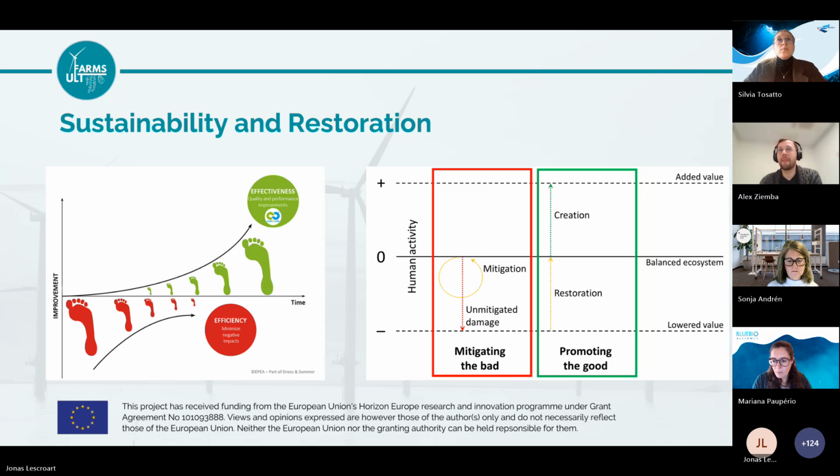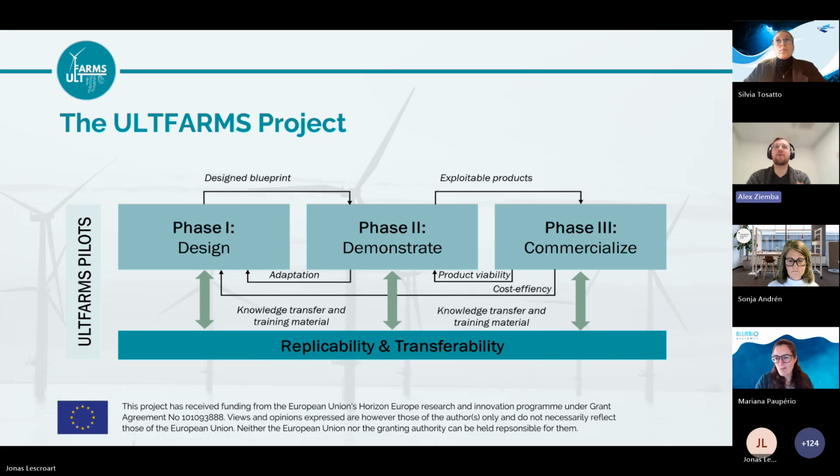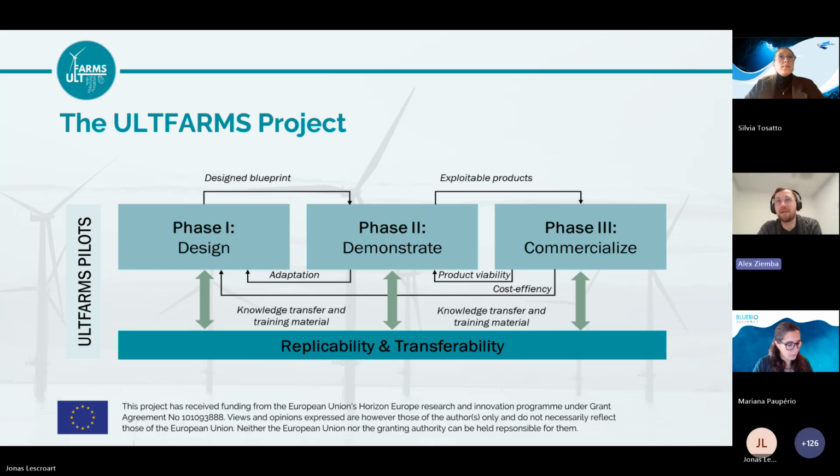Next slide. Yeah, so we've now been going through the design and demonstration phase. We've had 2.5, 3 years of active demonstration of a number of our pilots. We're now entering the commercialization and exploitable product phase, meaning we're looking to replicate and transfer the activities that have been achieved within the project to other regions or other areas.